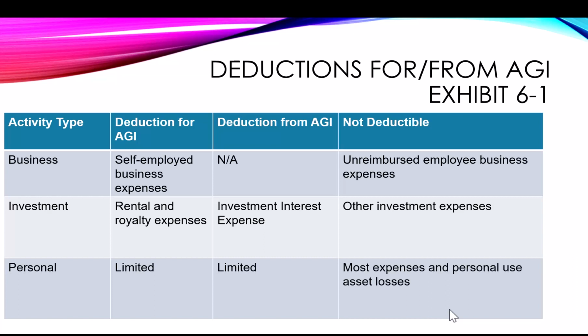Finally, if the activity is considered to be personal, then you are very limited in the for AGI and from AGI deductions. In essence, Congress provides very few gifts with respect to personal activities. Most of the expenses and personal use asset losses that you incur are not going to be deductible.